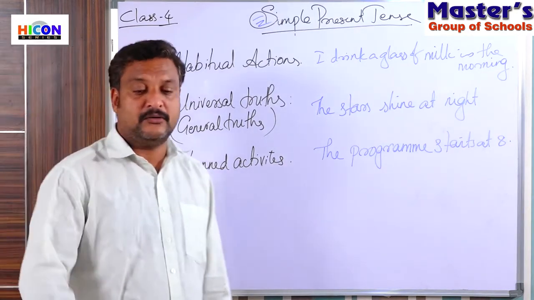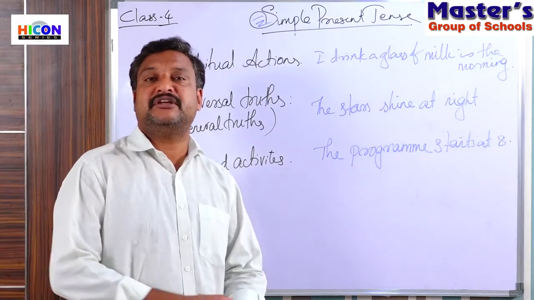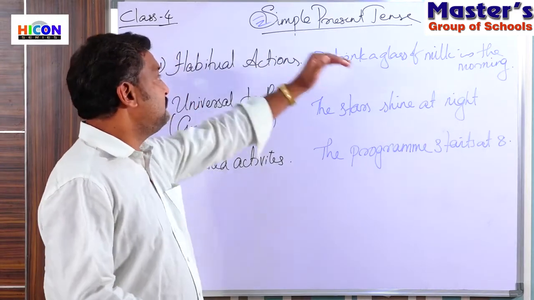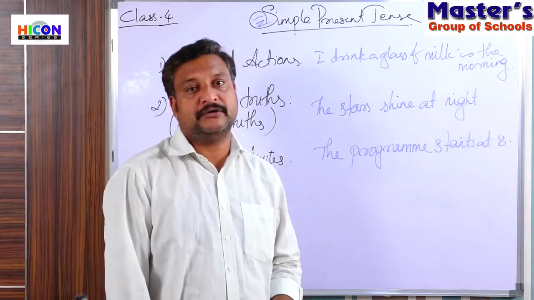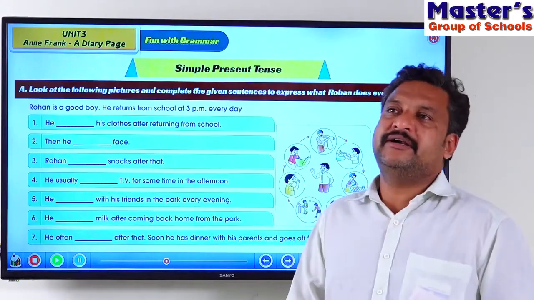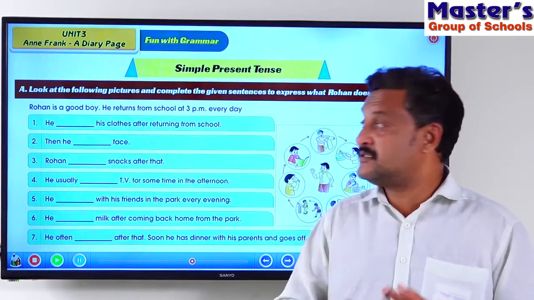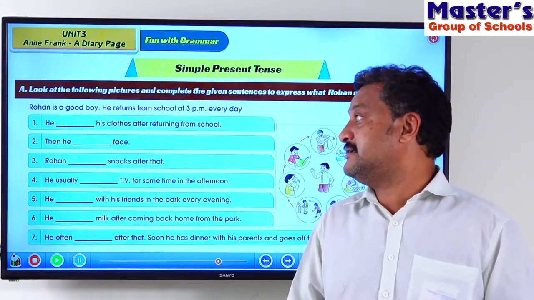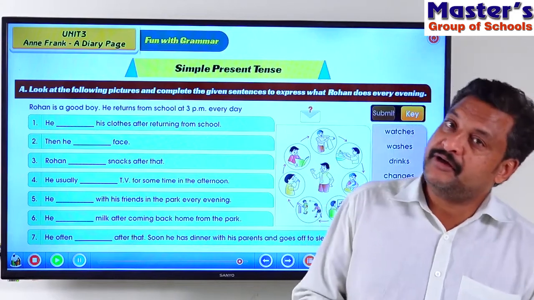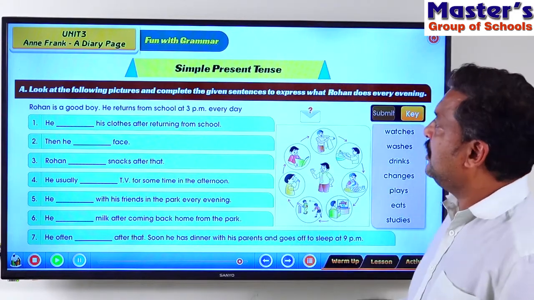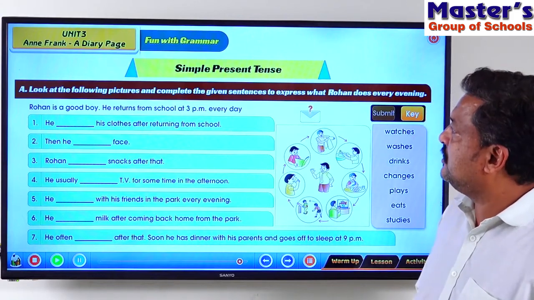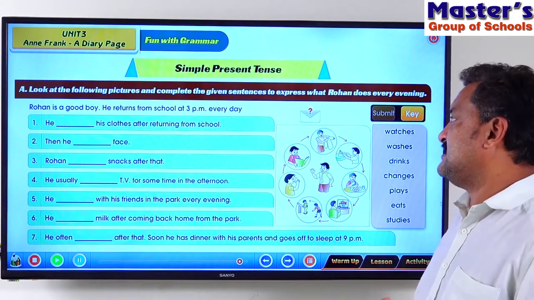Clear? Fine. Now we have got some activities that we need to do based on the simple present tense. We will do that and then go on to the next part. We have already seen the structure of the simple present tense and why and where we use it, isn't it? So now we have an activity part based on the usage of the simple present tense.